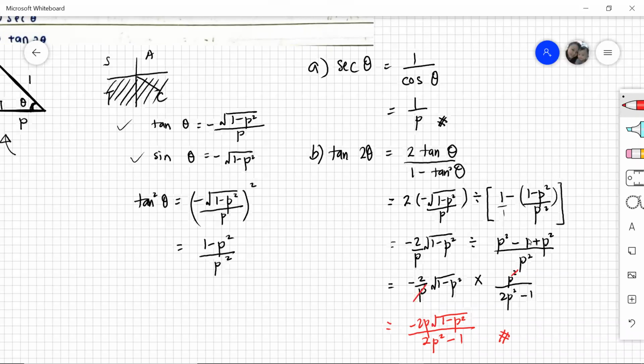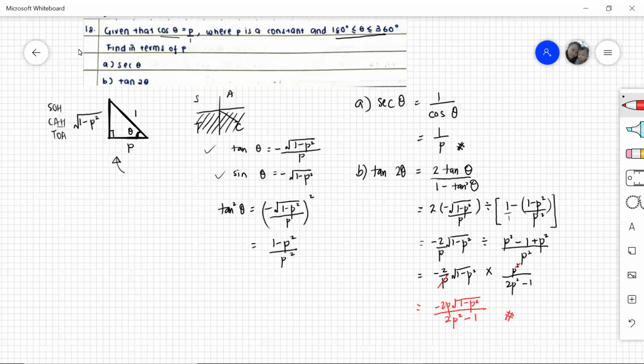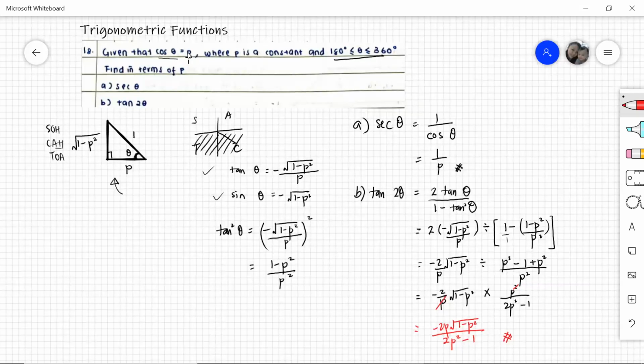Okay, that's it. So remember, whenever we see this question, always draw the right angle triangle, put in the corresponding sides and find the third side. And then from there, we can identify the other two trigonometric functions. So if you're given the cos, we can find the sine and the tangent based on the triangle drawn. And then from there, only we start to answer the question given.